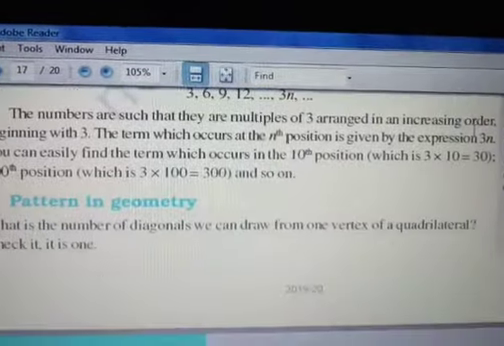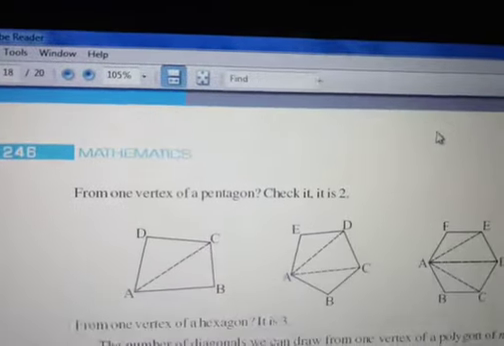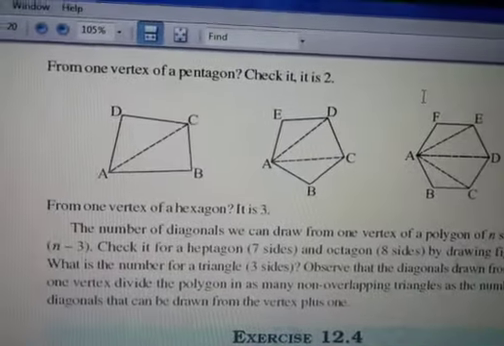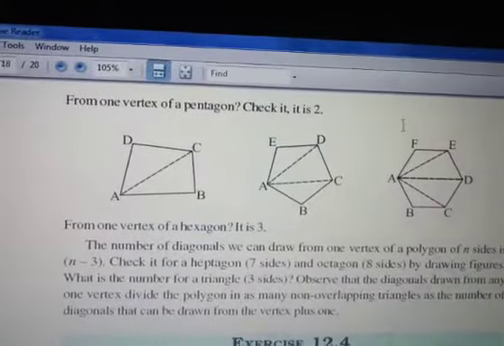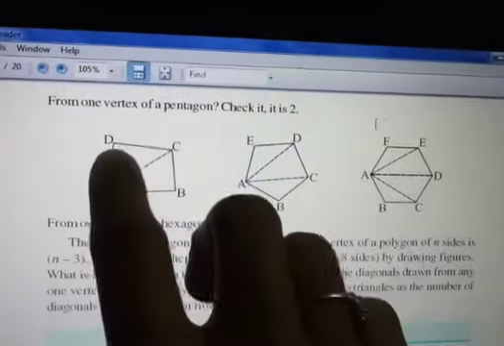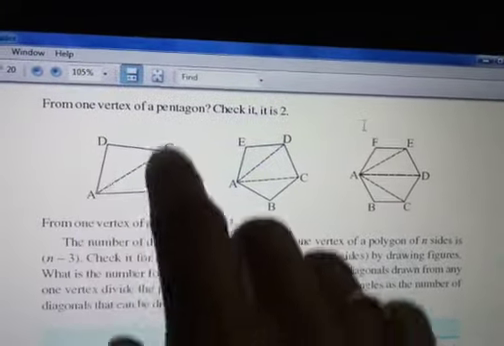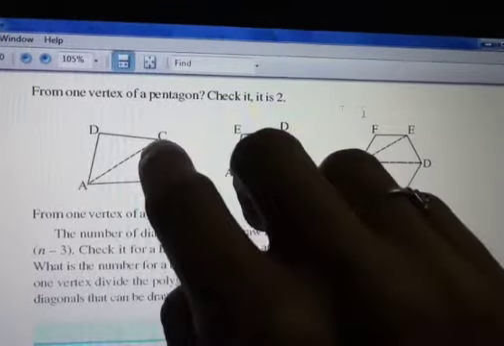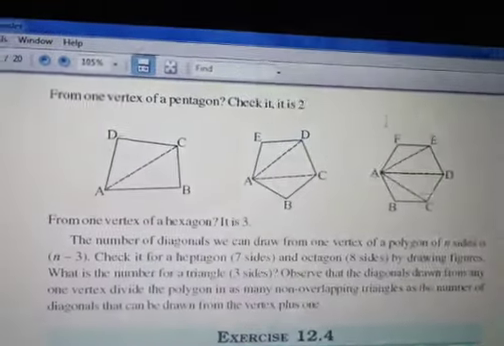Next, patterns in geometry. There are certain patterns. If it is a quadrilateral, there will be certain formulas. If it is a quadrilateral, there will be diagonals for it, right? Diagonals means what? Line segments joining non-adjacent vertices.